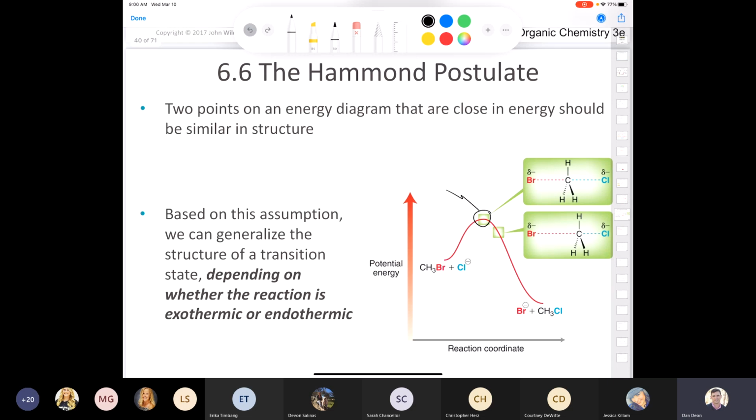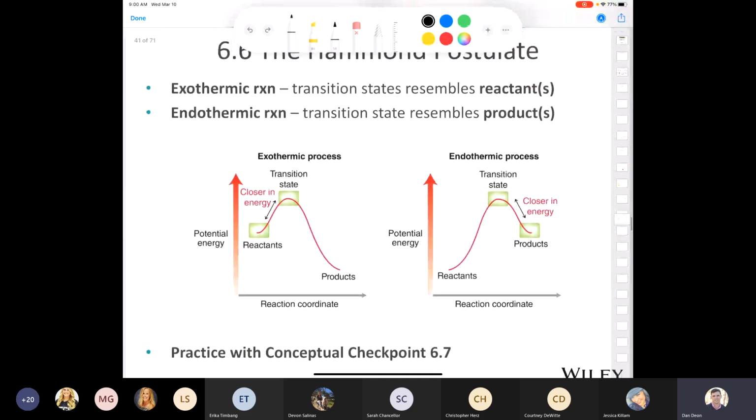Now, if you're not 100% sure what I'm getting at there, I have it cleared up here maybe. If you have an exothermic reaction, so this is an exothermic reaction right here, if you look at the transition state, it's going to more closely resemble the structure of the reactants. That means the bonds are not going to be mostly broken. They're going to be mostly formed, right? Because here the bonds are mostly formed, or it's going to mostly resemble the reactants. Conversely, in an endothermic reaction, the transition state is going to more closely resemble the products.